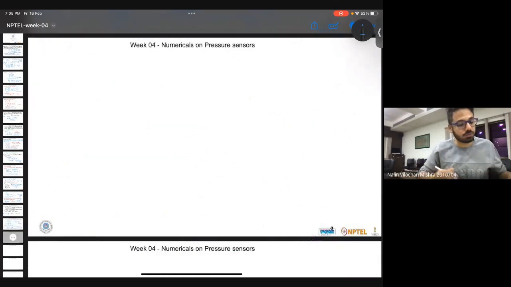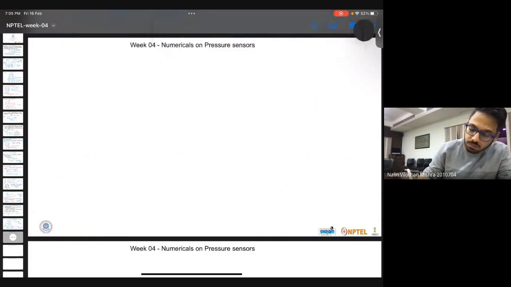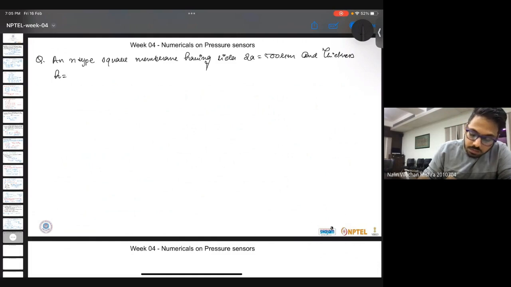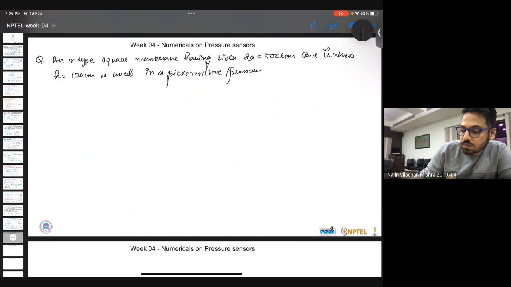Okay, so let's move to the next question. An N type square membrane having side 2A equals to 500 micrometer and thickness H is equals to 10 micrometer is used in a piezoresistive pressure sensor.